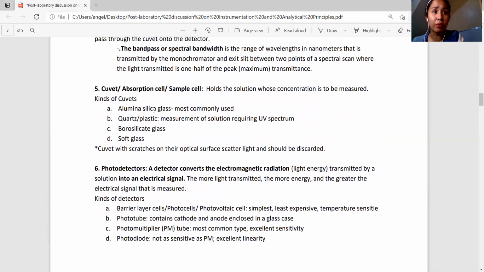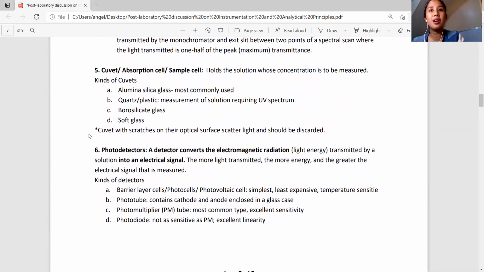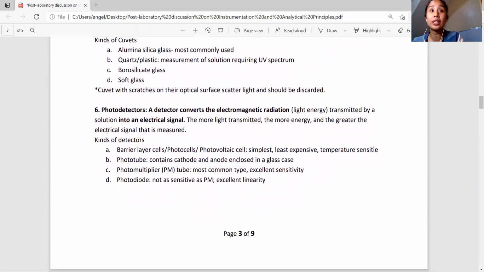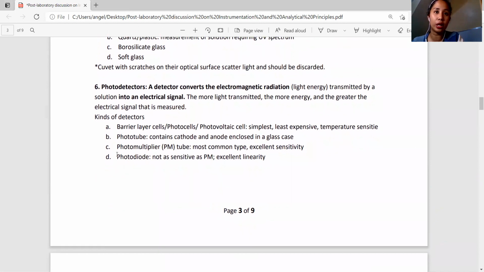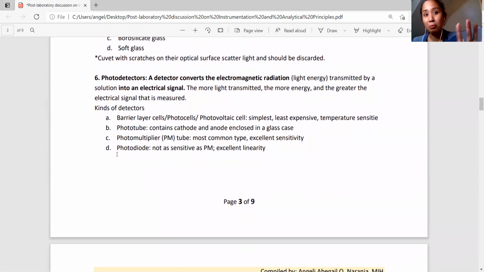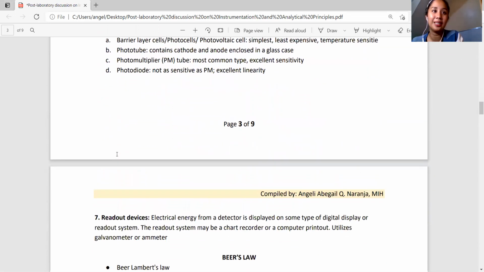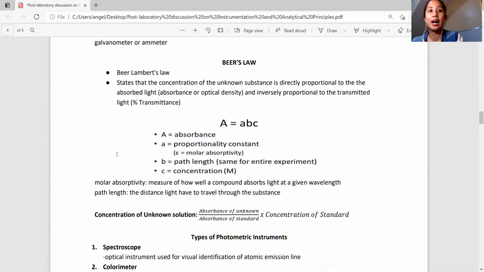We have different cuvettes. Sabi niya, cuvettes with scratches, because scratches can be interferences, should be replaced or discarded. And we also have photodetector. So, it converts your electromagnetic radiation into an electrical signal. So, we have different kinds of photodetectors. PMT, diode. So, please, pakibasa lahat naman nandyan na. And we have readout device.